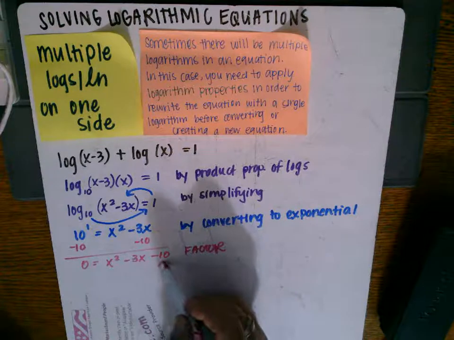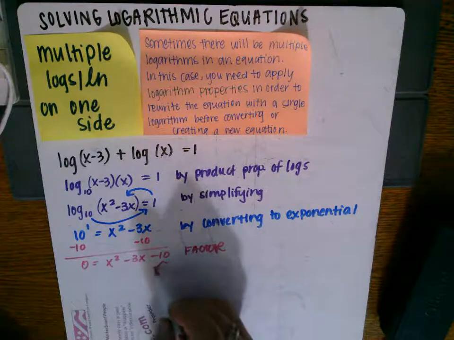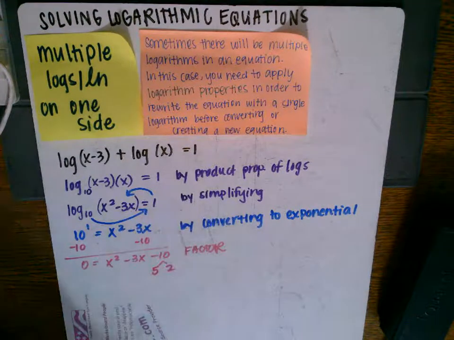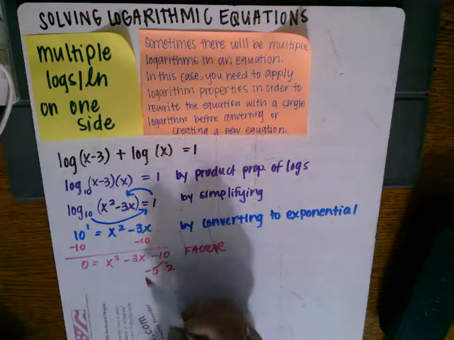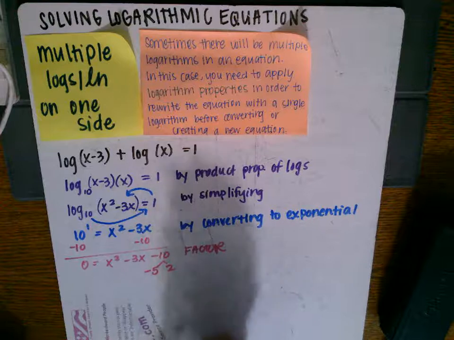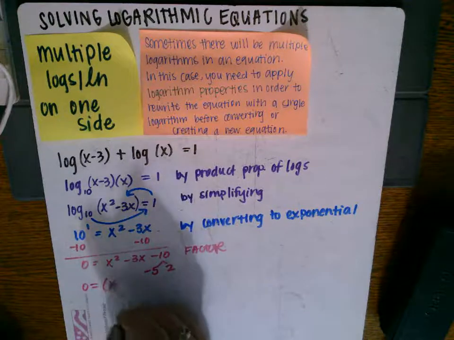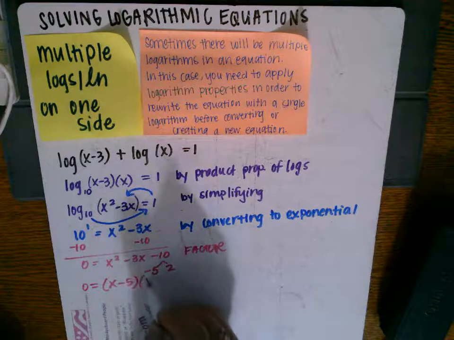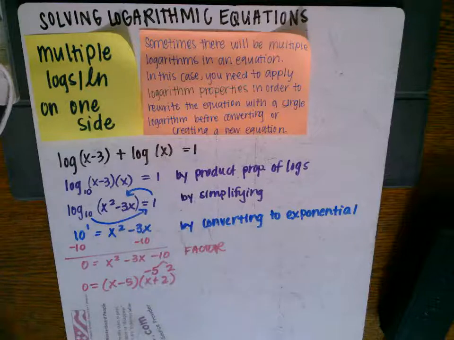What are things that multiply to 10 that add up to 3? Well, 5 times 2 is 10, but I need it to be a negative number. So negative 5 times positive 2 is negative 10, and negative 5 plus positive 2 is negative 3. So I have 0 is equal to (x minus 5)(x plus 2).